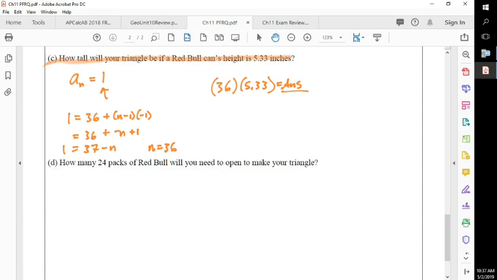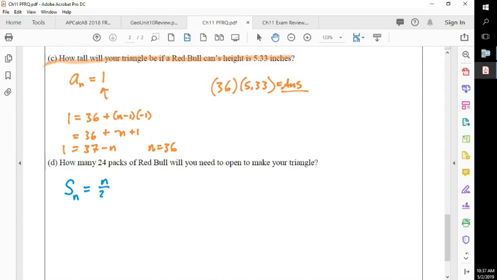How many 24 packs of Red Bull will you need to open to make your triangle? Whoa. How many 24 packs? Wait. If we want to know the answer to this question, what do we have to know? How many total there are. Man, I wish there was some cool formula to find this. Oh wait, there is. It's called the sum formula for an arithmetic series.